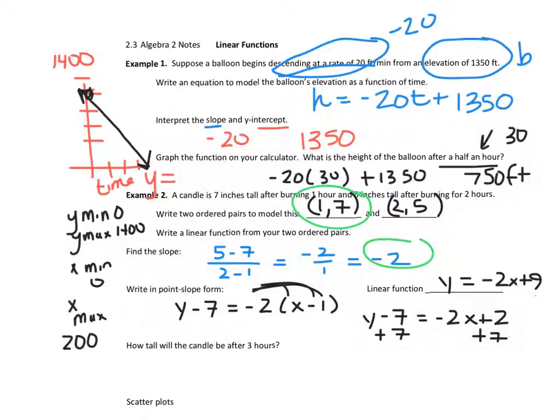How tall will the candle be after 3 hours? So I'm going to plug in 3 for x because x represents the time. So it's going to be y equals negative 2 times 3 plus 9. So y equals 3, and my units are inches.